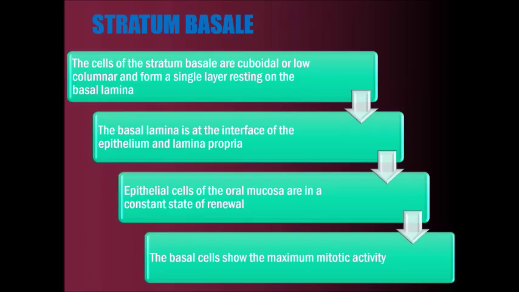Stratum basale. What are the characteristics of these cells? The cells of the stratum basale are cuboidal or columnar and form a single layer resting on the basal lamina, and the basal lamina is at the interface of the epithelium and the lamina propria. Epithelial cells of the oral cavity are in a constant state of renewal, and the basal cells show the maximum mitotic activity. That's why we call them stratum germinativum.